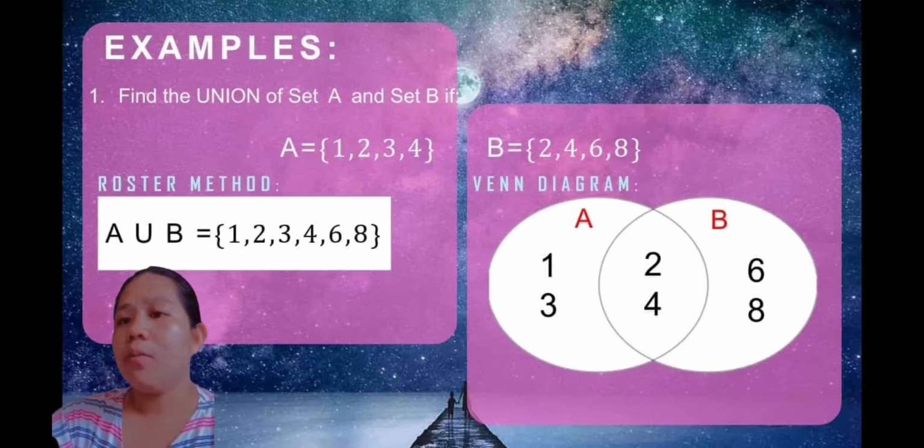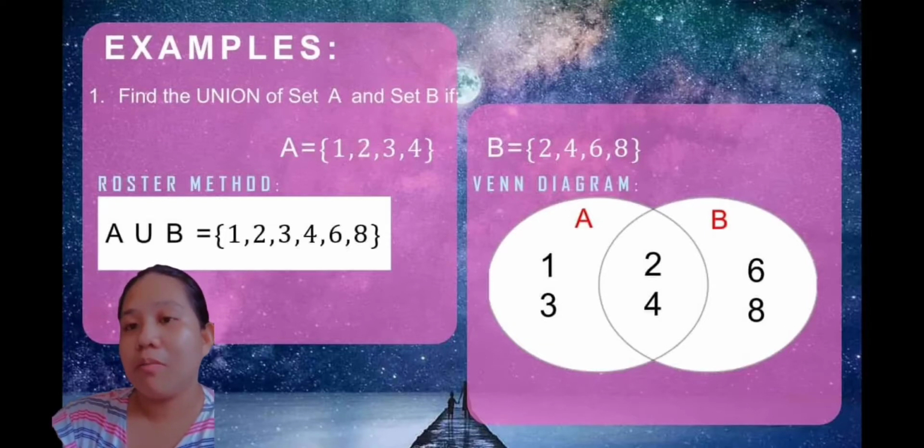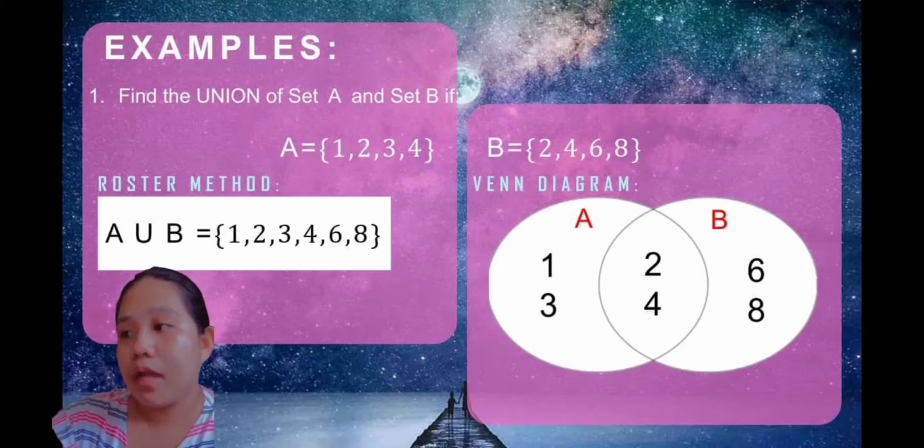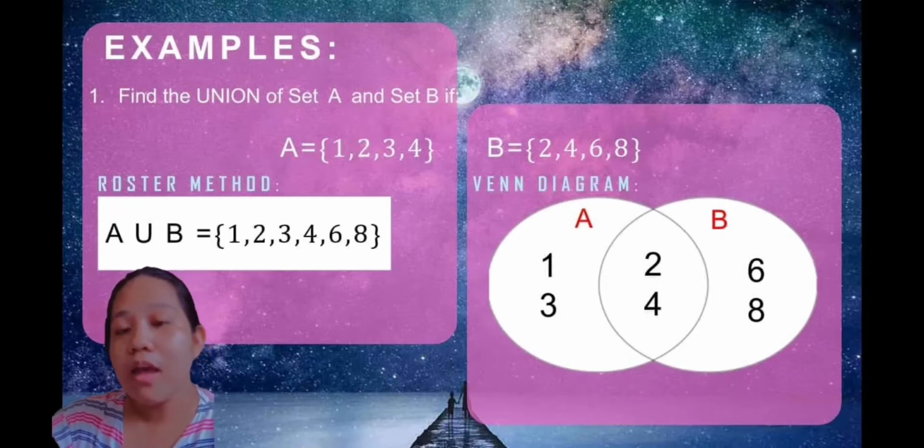So, may dalawang pwedeng gamitin para mas mapadali kung paano natin ma-determine ang union ng mga sets. One is roster method, and another one is Venn diagram. So, roster method, alam naman natin yun, which is listing method. Ililista lang po natin yung mga elements na hinihingi po, depende po dun sa operation na binigay. So, the union of A and B is equals to 1, 2, 3, 4, 6, and 8.